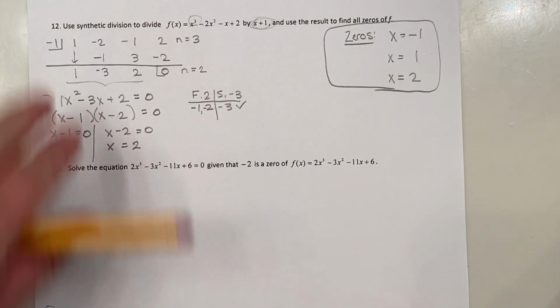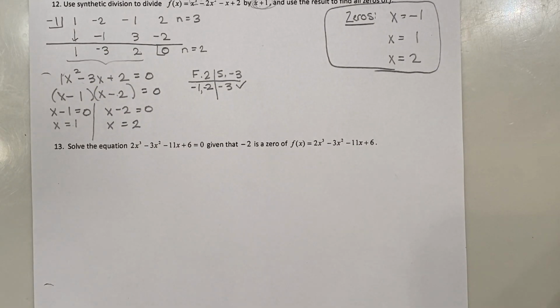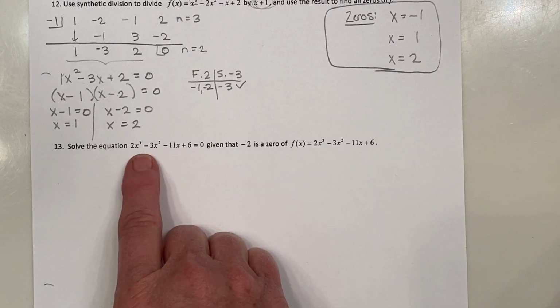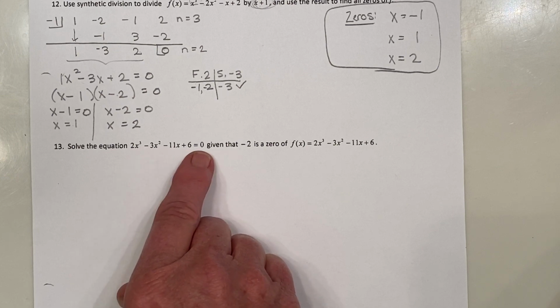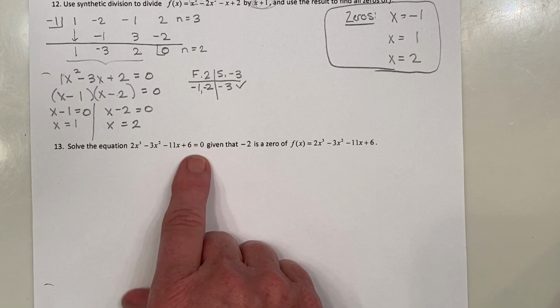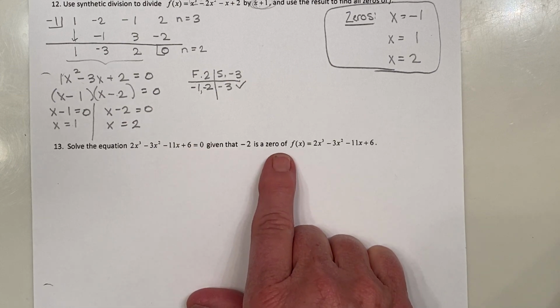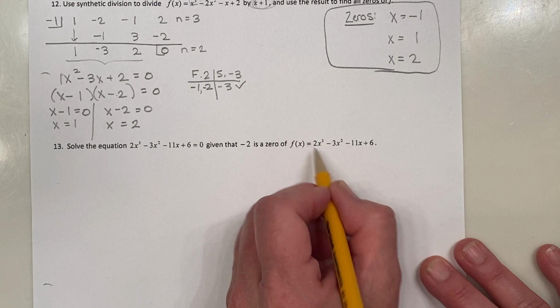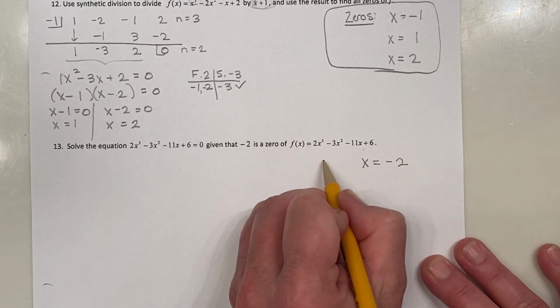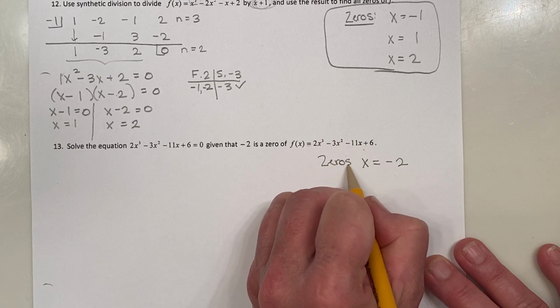All right, let's take a look at the language of 13 and see if it suggests what we should do here. Solve the equation 2x cubed minus 3x squared minus 11x plus 6 equals 0. Solve the equation means find the zeros. Given that -2 is a 0 of that cubic. Oh, okay. So x equals -2, already, they're telling me, is a 0.